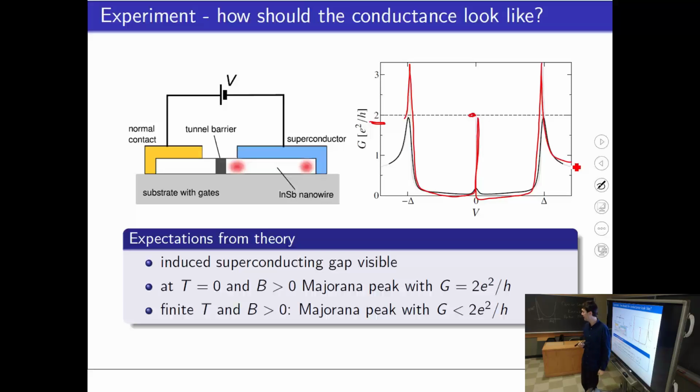Black is finite temperature. We were at very low temperature in our measurement, but we were at finite temperature. We were at about 60 millikelvin. And so the area of the black peak is the same as the area of the red peak, but it is broadened by temperature, and it shrinks. So this seems to explain very well what is going on with the height of the peak.